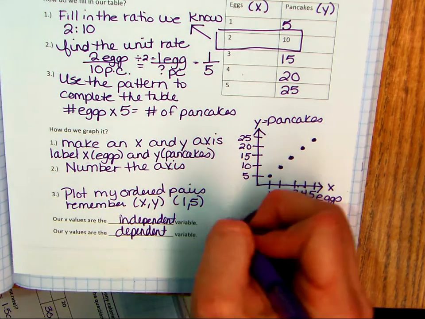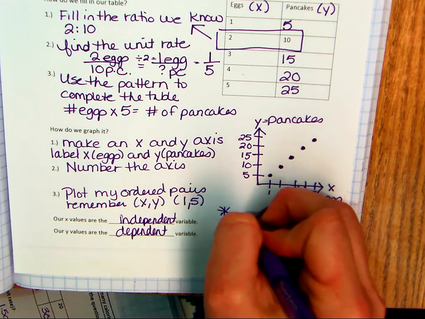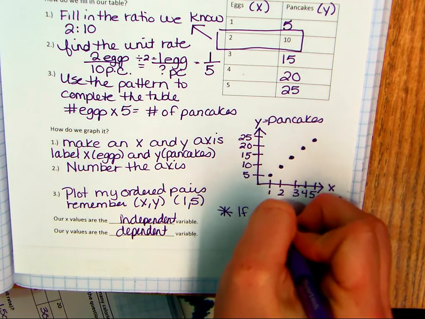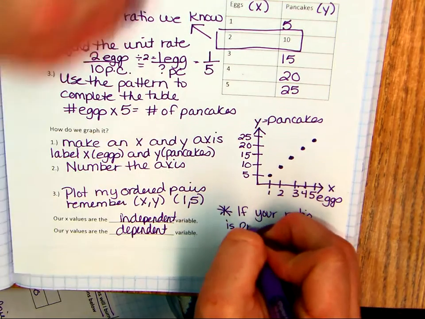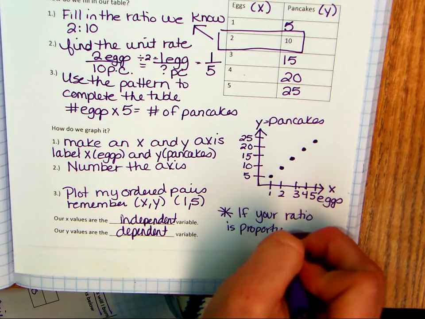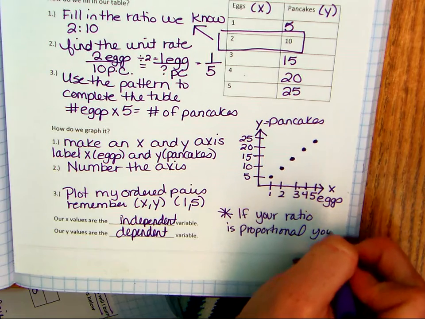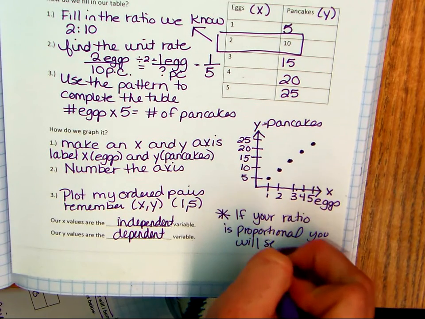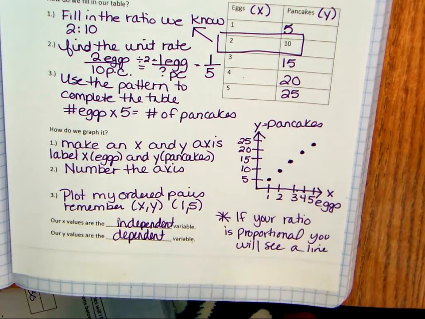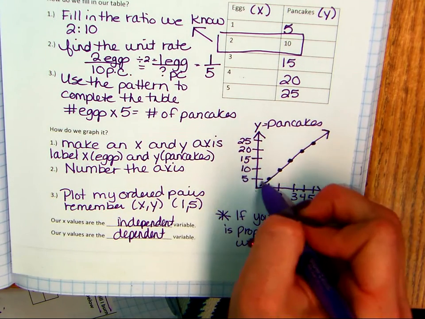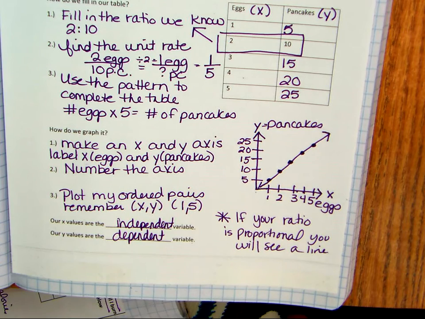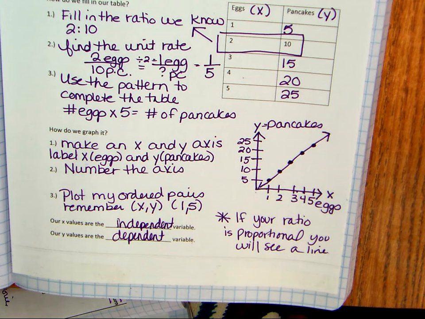The other thing that's interesting about this, guys, and we're going to put a little note over here, is if your ratio is proportional, you will see a line on your graph. So let's see if we see a line here. You should see a diagonal line. Do we see a diagonal line? Yes. So it is proportional.